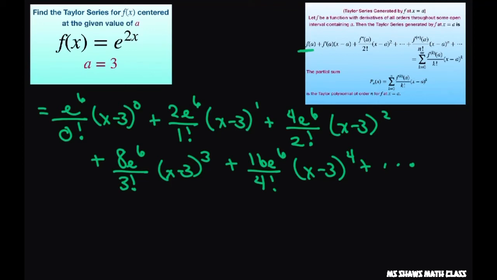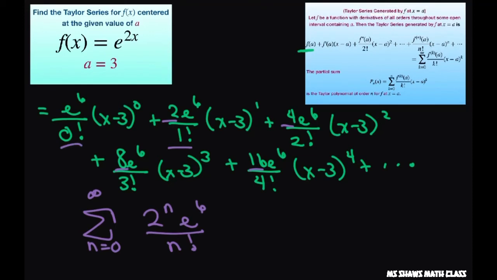So let's simplify what we have here. This is going to give me the sum n equals 0 to infinity. Now, all of these are going to be 2 to the power of n. Then we still have e to the 6th. And our denominator is just going to be n factorial because we just keep doing that. Then we have x minus 3 to the power of n.